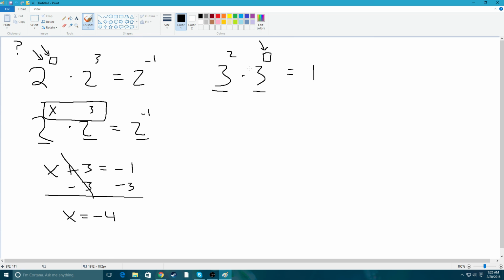Alright, so 3 to the 2nd times 3 to the blank power is 1. Since these have a base of 3, we can rewrite this number 1 in a base of 3, because if you take any number at all and raise it to the 0 power, you get 1. So 3 to the 2nd times 3 to the x power equals 3 to the 0 power.